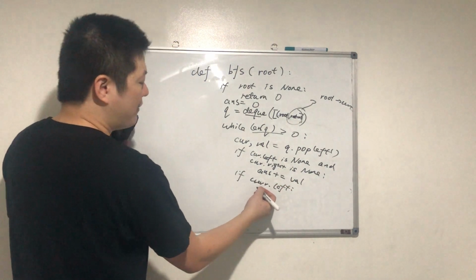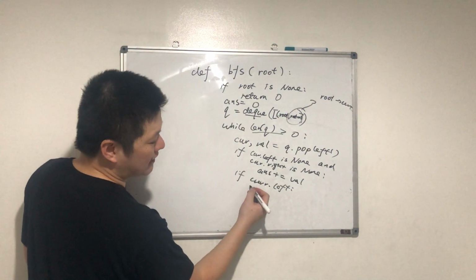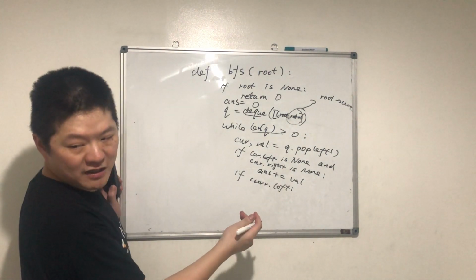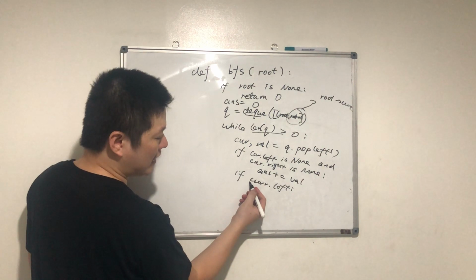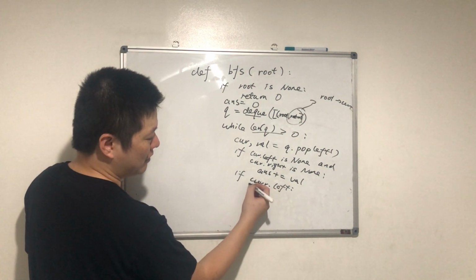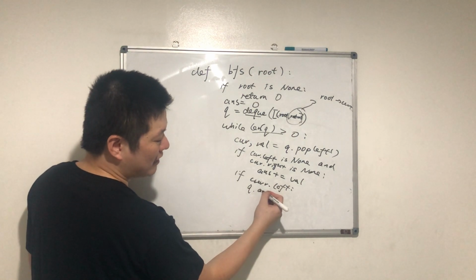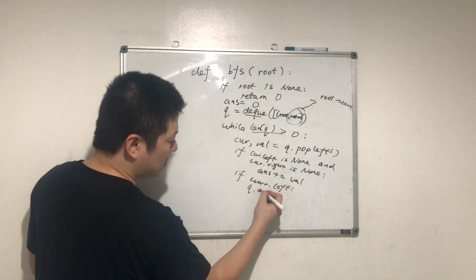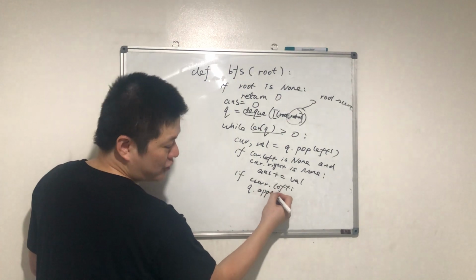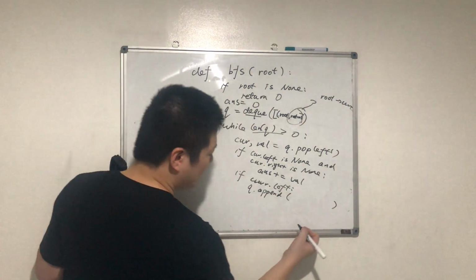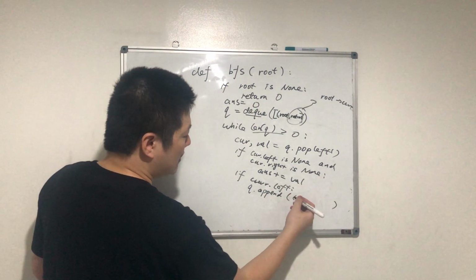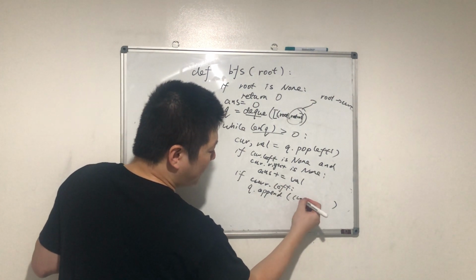Okay, then if the node has a left node, left kid, what should we do? We push it in. Q dot what? Append. Yes, good job. Append what? Left. Current dot left.